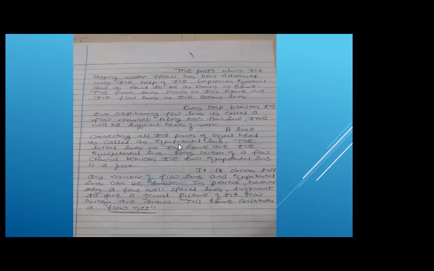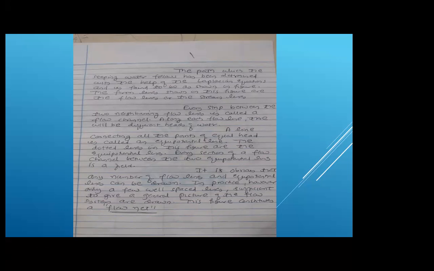A line connecting all the points of equal head is called the equipotential line. The dotted lines in this figure are the equipotential lines. Every section of a flow channel between the two equipotential lines is a field. So here, let me explain the whole thing once again properly. It is obvious that any number of flow lines and equipotential lines can be drawn. In practice, however, only a few well spaced lines sufficient to give a general picture of the flow are drawn. This figure constitutes the flow net.